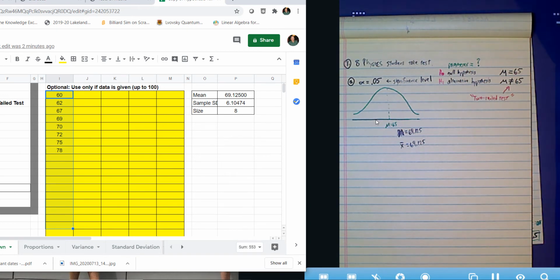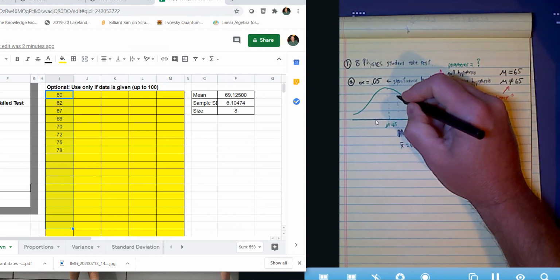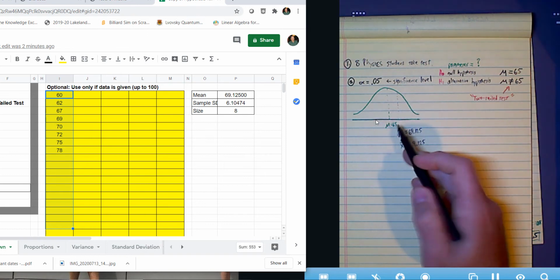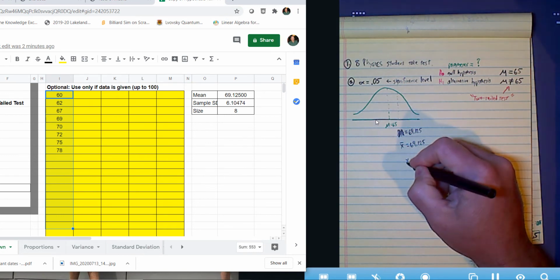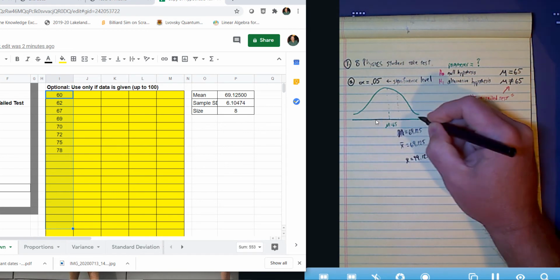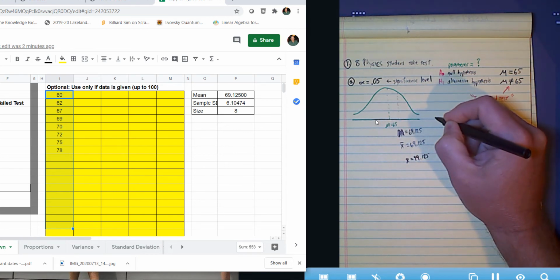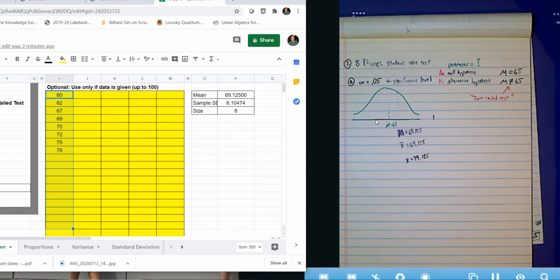And I guess the question is, is that possible? Sure, it's possible. I mean, is it likely? Yeah, it's actually maybe not too unlikely that that would happen. But again, if I had X bar equals 99.125, if it's over here, it'd be way out here, right? And you would say, hey, wait a minute, that's really unlikely. I don't think the mean is 65. So this is kind of the idea behind this.